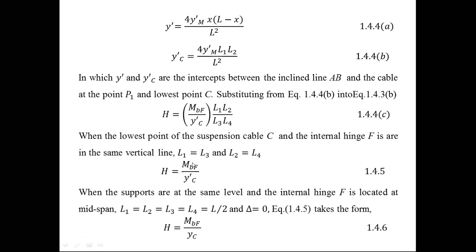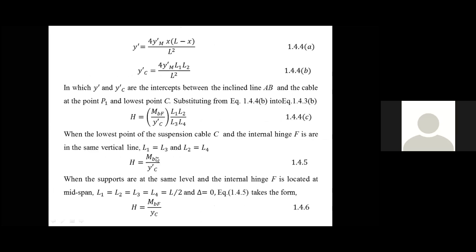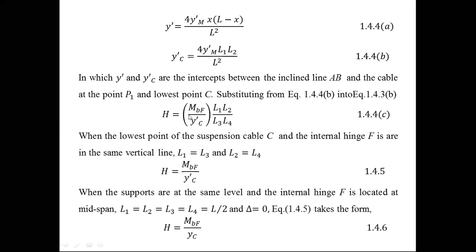So the lowest point is at a distance L1 and at a distance X, and the internal hinge is kept at distance L2, L3. Then use this third equation to determine the horizontal reaction at the cable support. Do you understand?